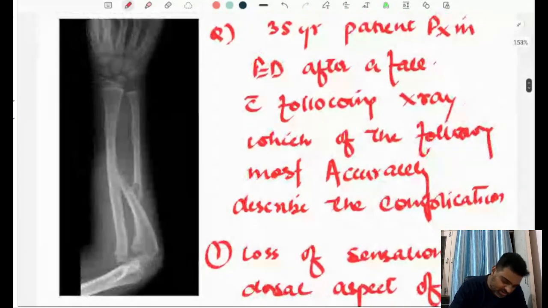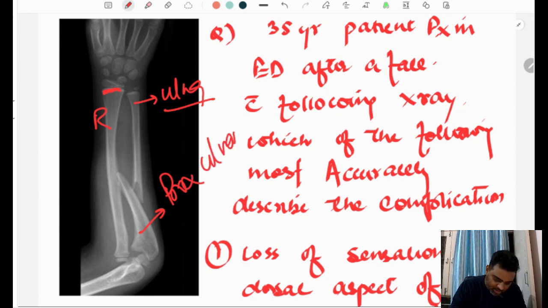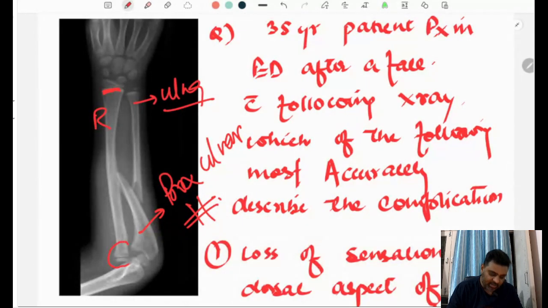Now, the bone which is long, this is the radius bone, which has more width. This bone is the ulna bone. So there is a fracture of the ulna, proximal ulna fracture. But you are also seeing that this radius head is also dislocated. So this is a classical Monteggia fracture.